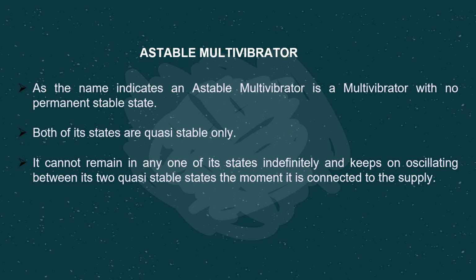Astable Multivibrator, as the name indicates, is a multivibrator with no permanent stable states. Both of its states are quasi-stable states only. It cannot remain in any one of its states indefinitely and keeps on oscillating between its two quasi-stable states the moment it is connected to the supply.